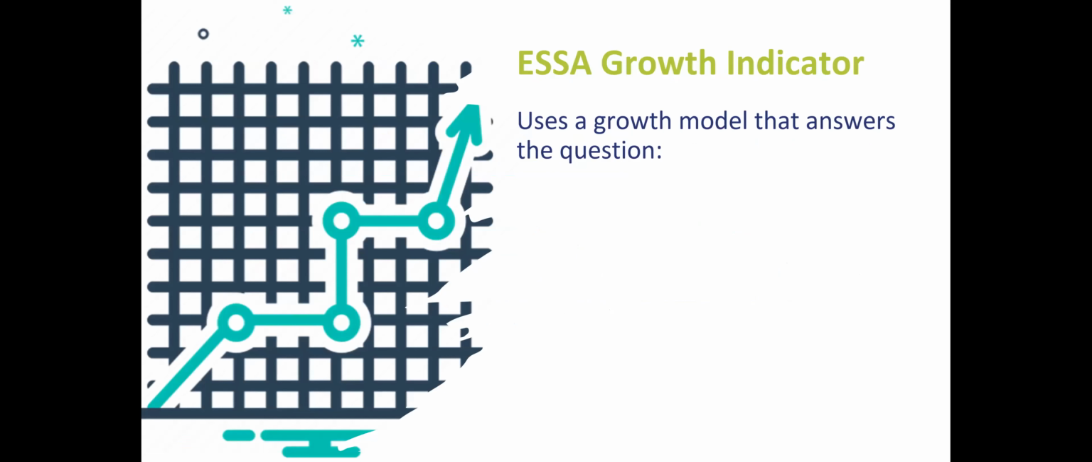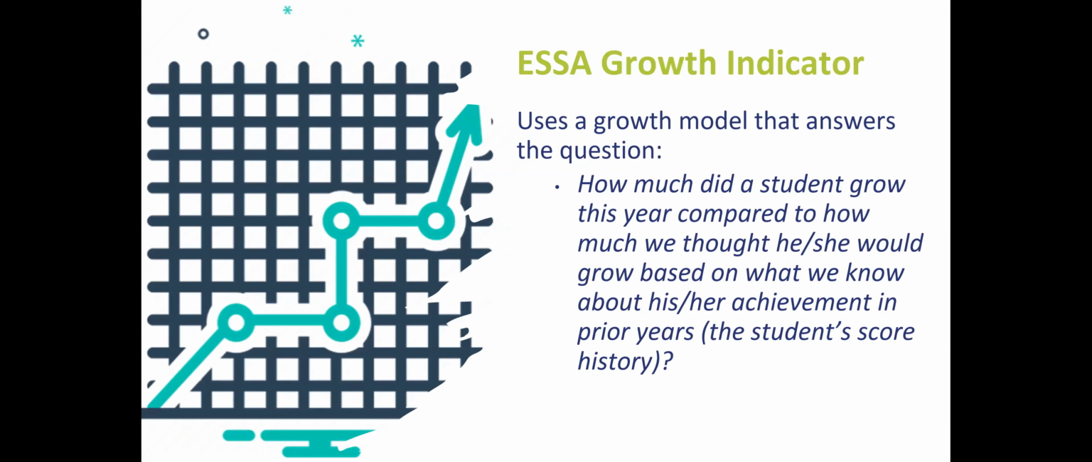So the ESSA growth indicator uses a growth model that answers the question, how much did a student grow this year compared to how much we thought he or she would grow based on what we know about his or her achievement in prior years? We call their prior year's achievement their score history. And so that's what we're really talking about here.